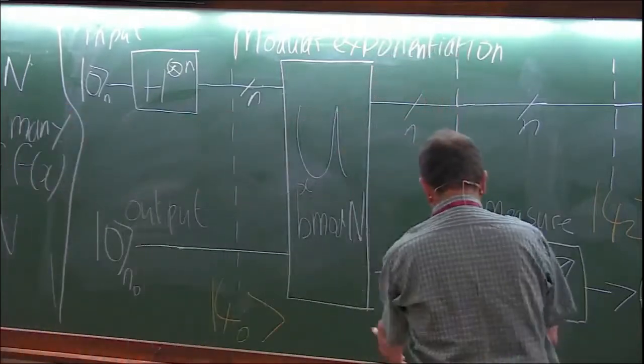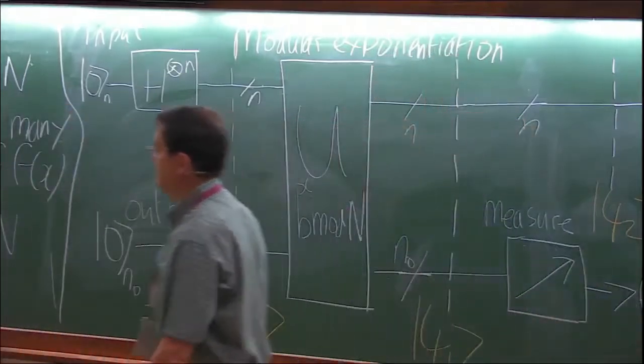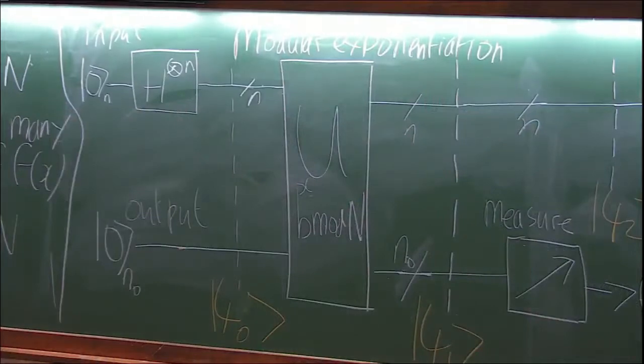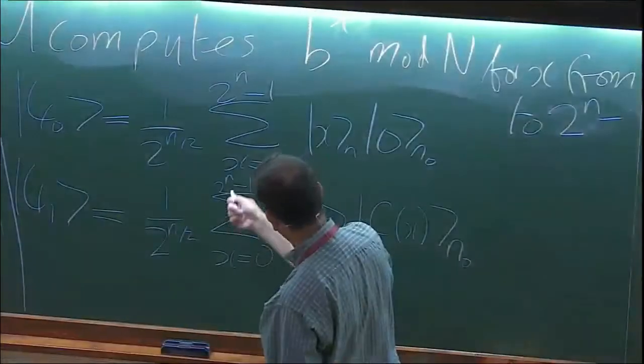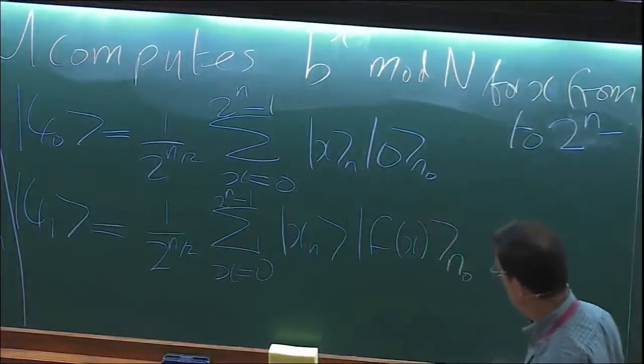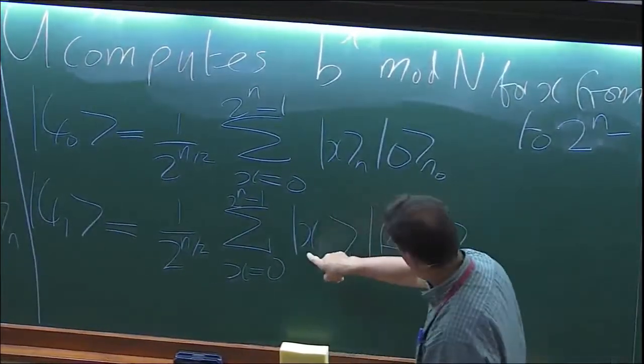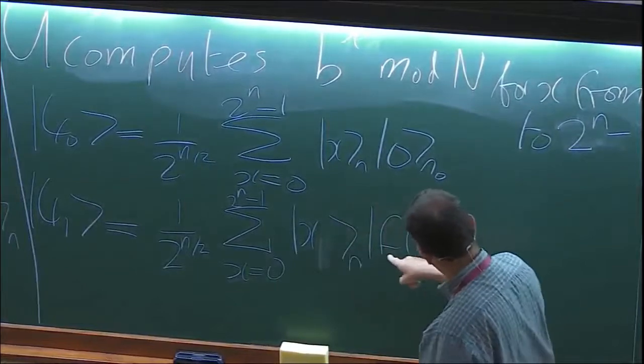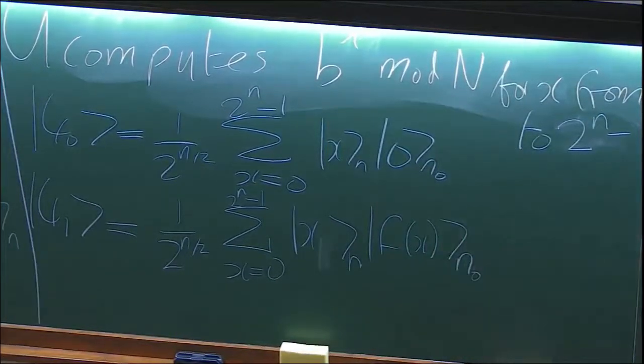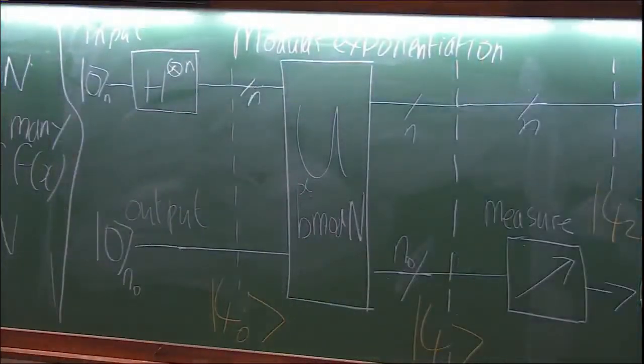So at this point, we have psi 1. And psi 1 then is an equal superposition over all x from 0 to 2 to the n minus 1. So this is meant to be n there. Of x in the input register and f of x in the output register. So that's here. So what we're going to do next is do a measurement on the output register.